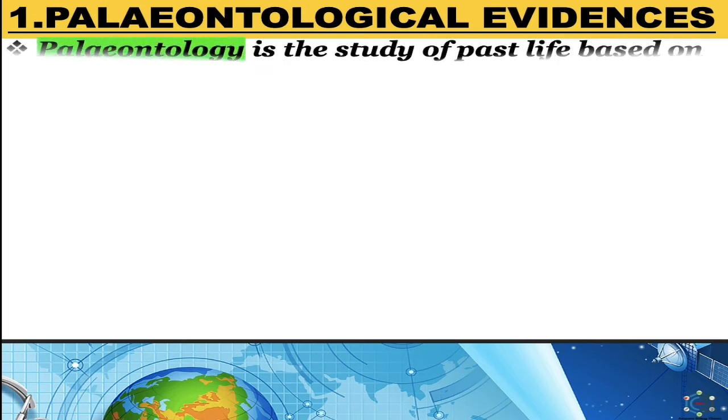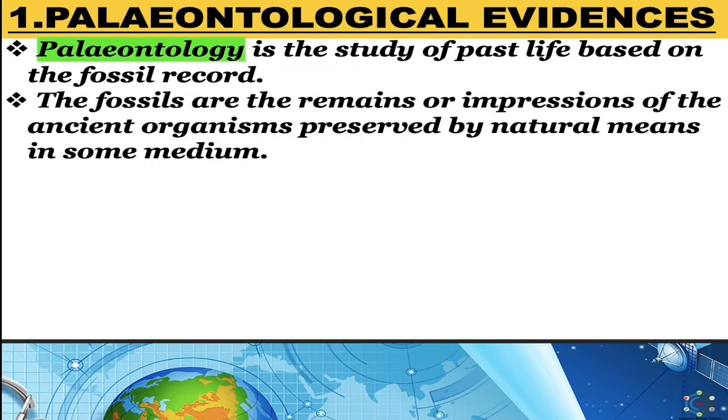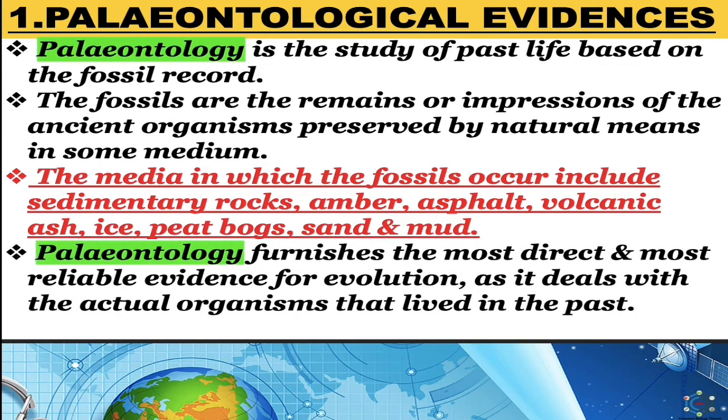What is paleontology? Paleontology is the study of past life based on the fossil record. The fossils are the remains or impressions of the ancient organisms preserved by natural means in some medium. The media in which the fossils occur include sedimentary rocks, amber, asphalt, volcanic ash, ice, peat bogs, sand and mud. Paleontology furnishes the most direct and most reliable evidence for evolution, as it deals with the actual organism that lived in the past.